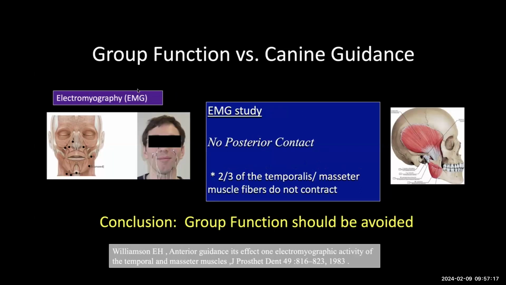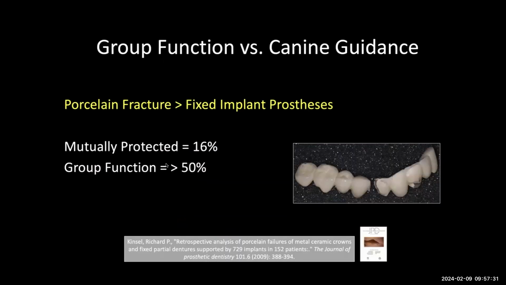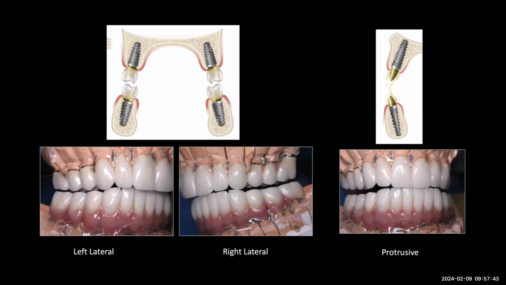And here's an EMG study. It shows 2/3 of the temporalis and masseter muscles do not contract if there is no posterior contact. So when the patient goes into an excursive movement, if you don't contact those, it's going to be a lot less. With group function, here's a study: over 50% of porcelain prostheses fractured, only 16% in mutually protected. So we'll talk more about that, but ideally we want mutually protected occlusion.